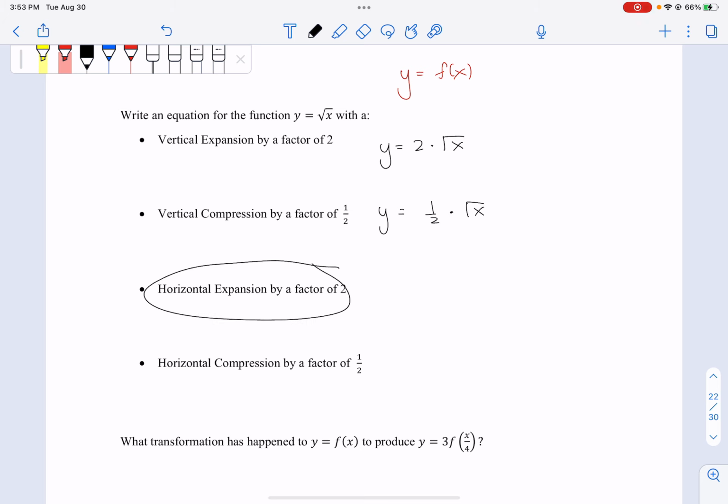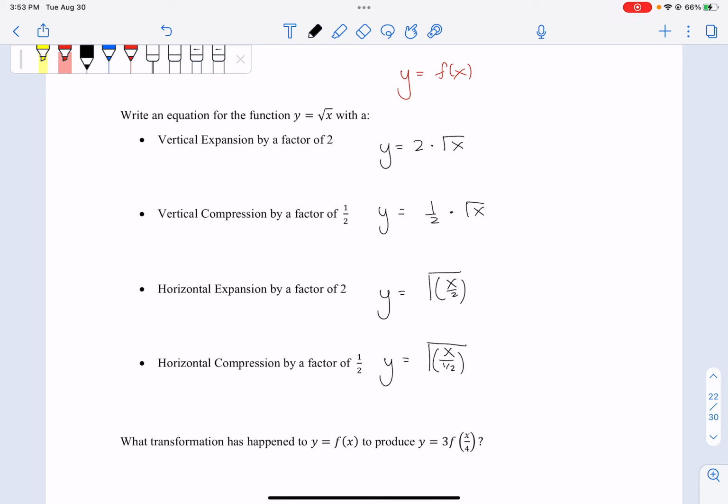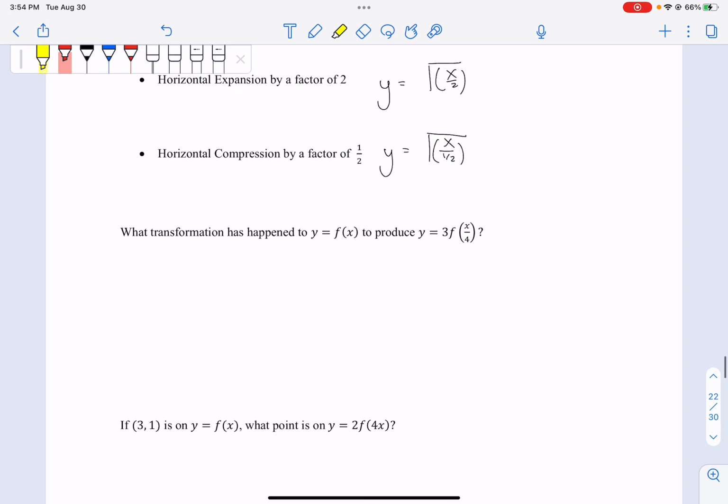If we look at this, we are expanding by a factor of 2. This is y is equal to root x over 2. And compressing by a factor of 2 is y is equal to root x over half. Okay. Some textbooks might want you to write y is equal to root 2x like this, okay. But honestly, not that big a deal. And in fact, I would prefer this method.